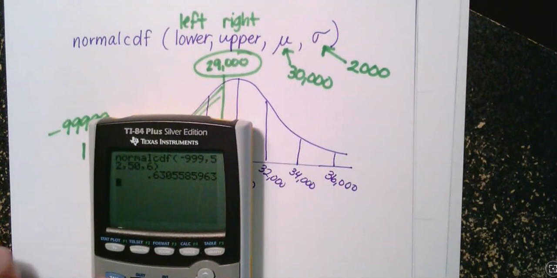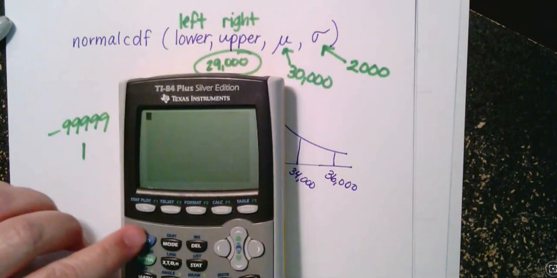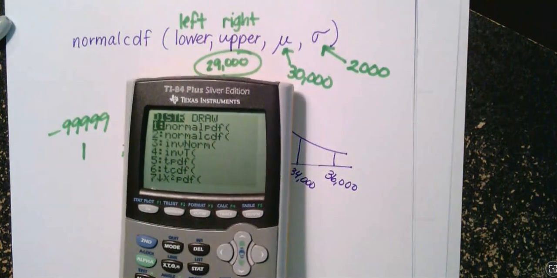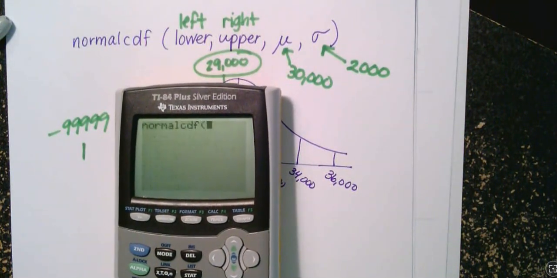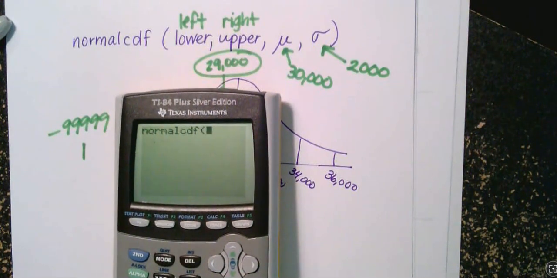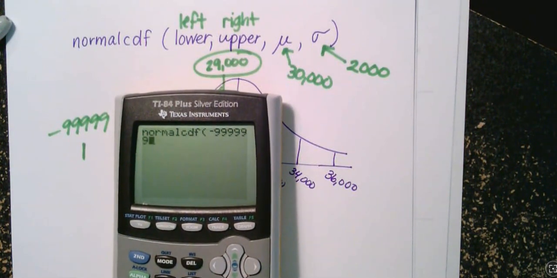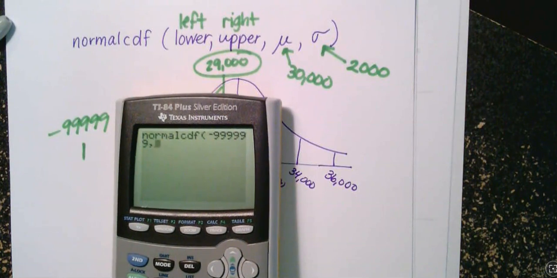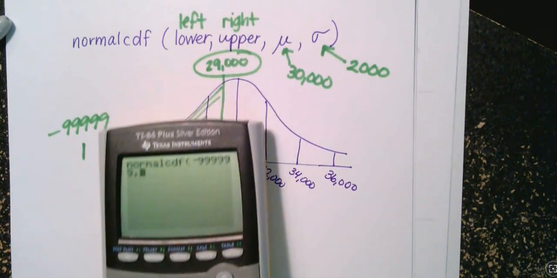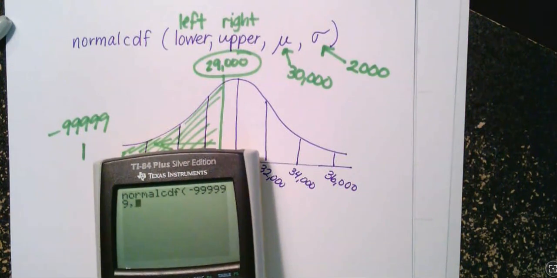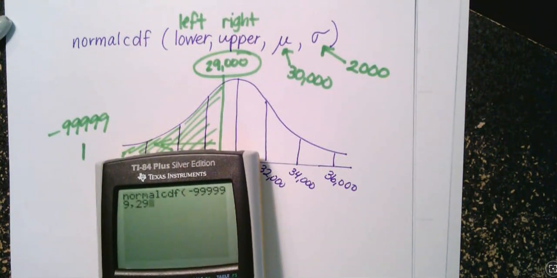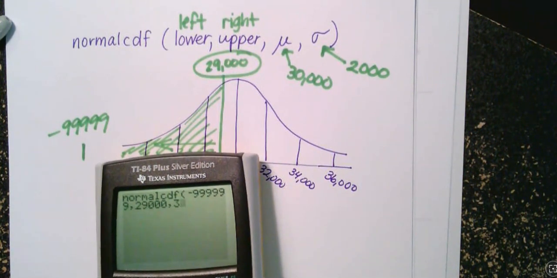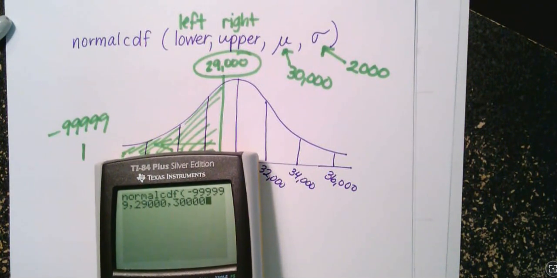So I'm going to press second vars to get to normal CDF, which is number 2. My lower, I'm going to say negative, just a bunch of 9s. You could do negative 10,000. It doesn't have to be 9s or anything. You could do negative 1,000,000, just a very small number. My upper boundary of my shaded region is the right-hand side of my shaded region. That's 29,000. So 29,000, comma, mu is 30,000, so 30,000, and sigma is 2,000, 2,000.